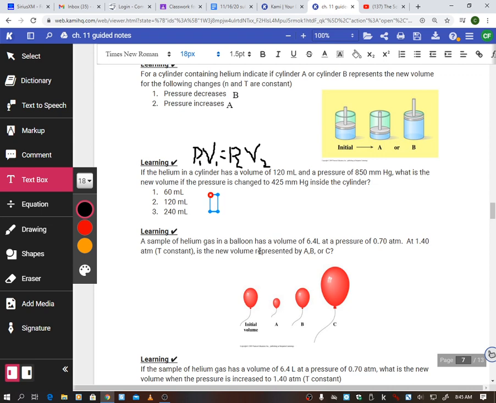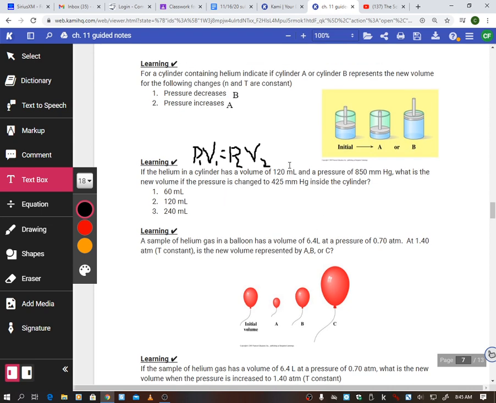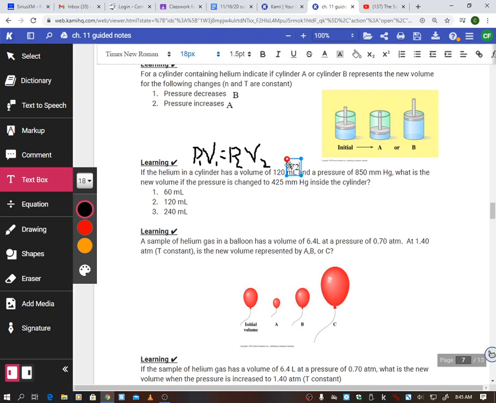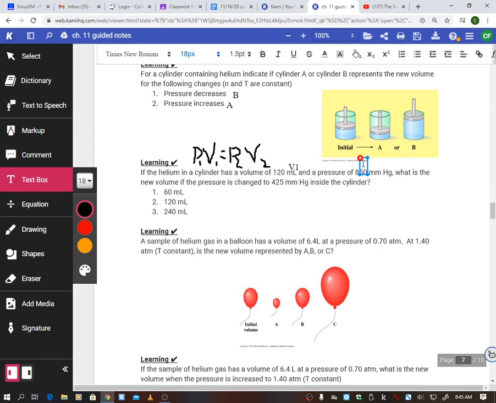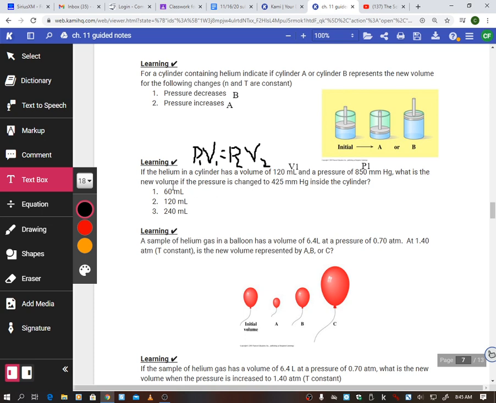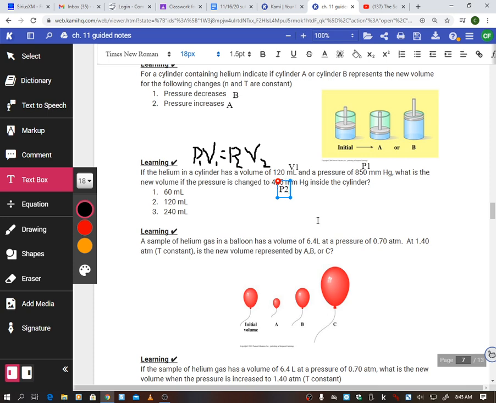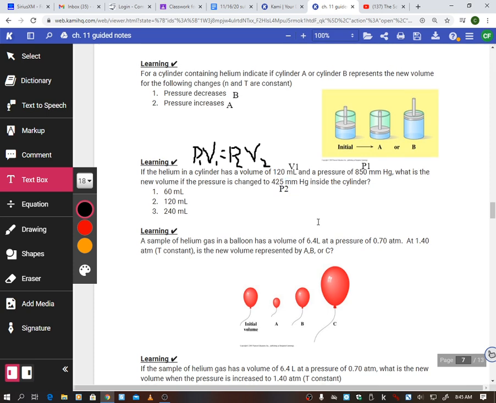All right, so what I have here is, if the helium in the cylinder has a volume, so there's my V1 right here. And I always do this. I always write this down above, as I'm doing problems, wherever my numbers are. And there's a pressure of 850 millimeters of mercury, so that's my initial pressure. What's the new volume? So I'm looking for V2. When the pressure has changed to 425 millimeters of mercury inside the cylinder. So I've got my V1, my P1, I've got my P2, I'm just searching for V2.